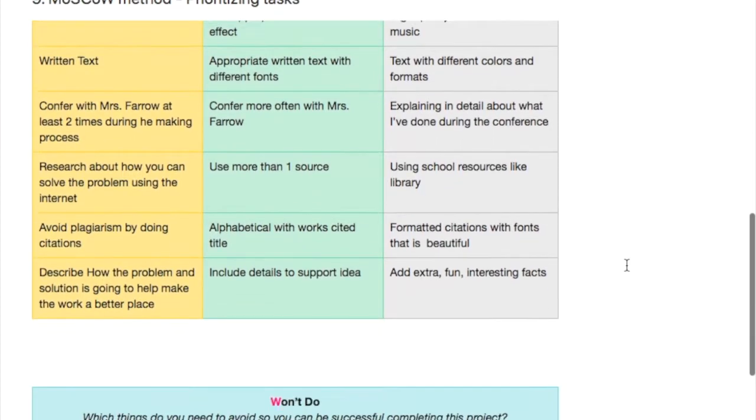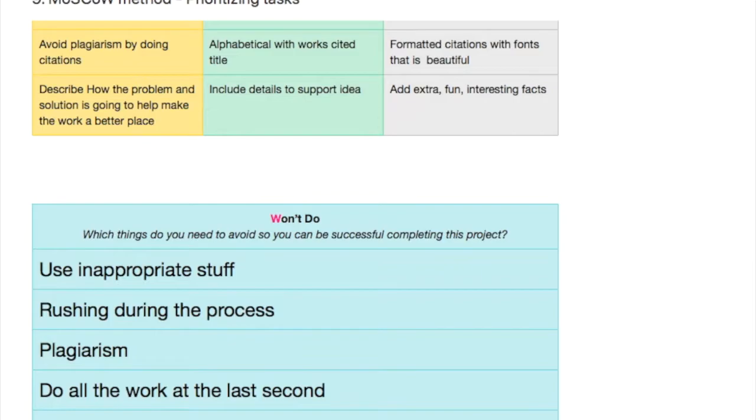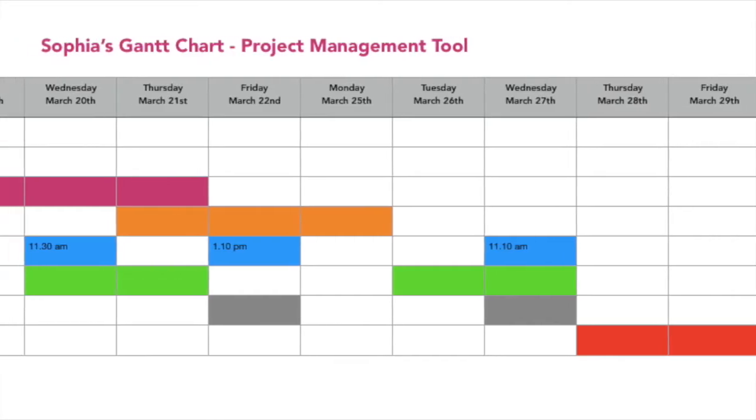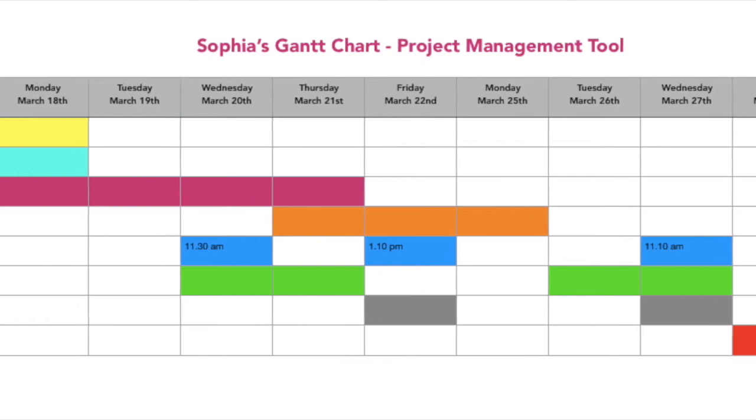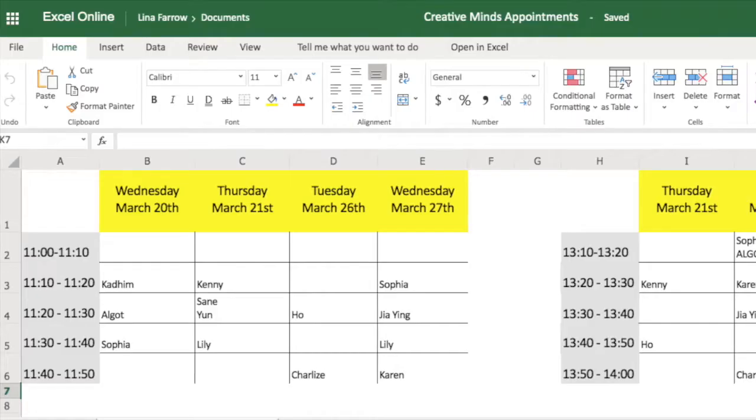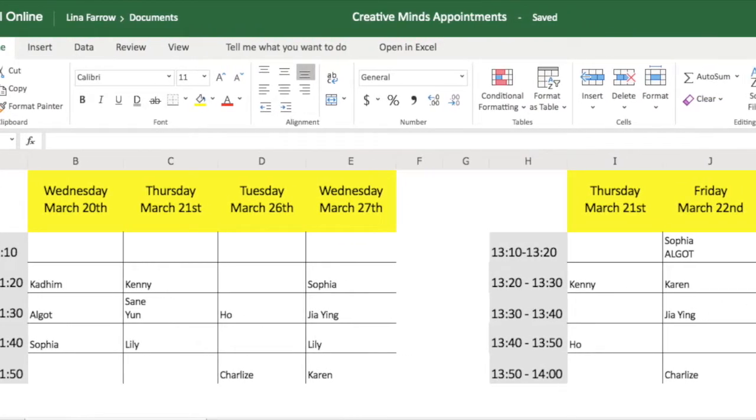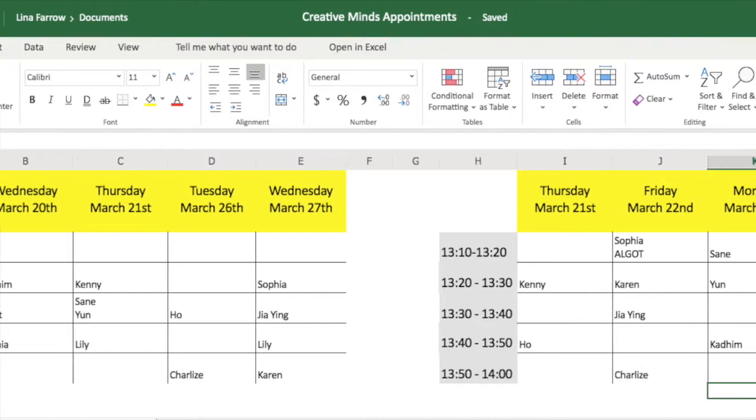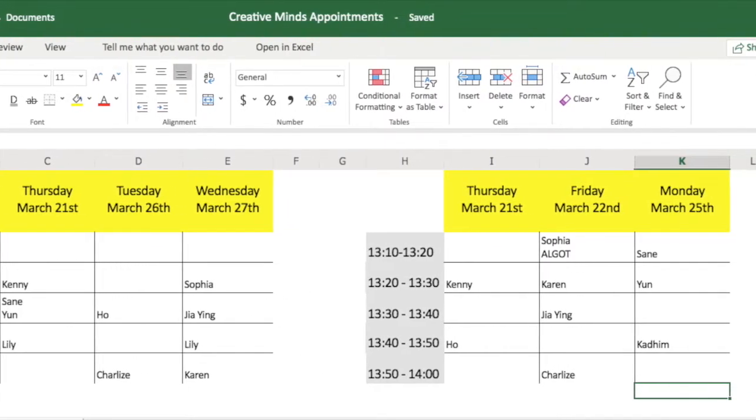To support their independent inquiry and to help them prioritize their work during this time, the students use the Moscow method to identify the most important tasks that will allow them to successfully complete this project. They also use the Gantt chart to allocate time to each of the musts and their selection of shoulds from their Moscow tables. The students also included in their Gantt charts one-on-one conference times with me to talk about their progress. We used the shared spreadsheet to organize these appointments.